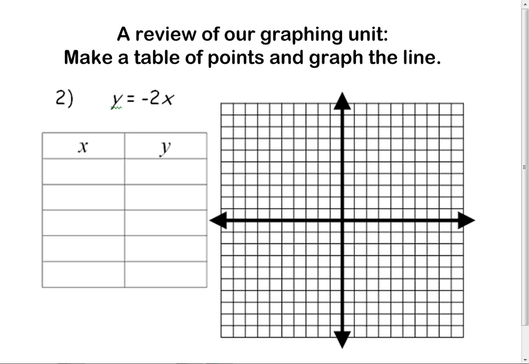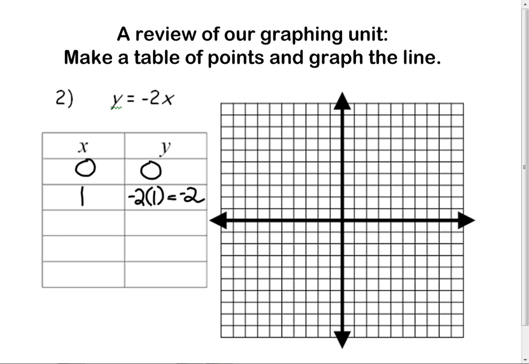Okay, can you guys do this one? What's the first point you're going to put in there? Okay. What's negative 2 times 0? What's any number times 0? It's 0. Now what do you want to put in? 1. So negative 2 times 1 gives you negative 2.